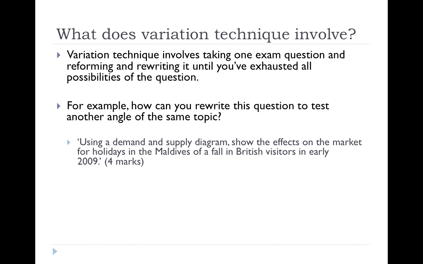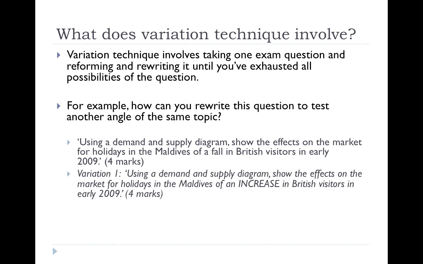Alright, so I'm going to change it slightly. Using a demand and supply diagram, show the effects on the market for holidays in the Maldives of an increase in British visitors. So, right, small change, but it forces you to test both sides that could come up with this question. So think about at least two other variations. Go back, look at the answers you've written to past papers, and see if you can write it for a variation.